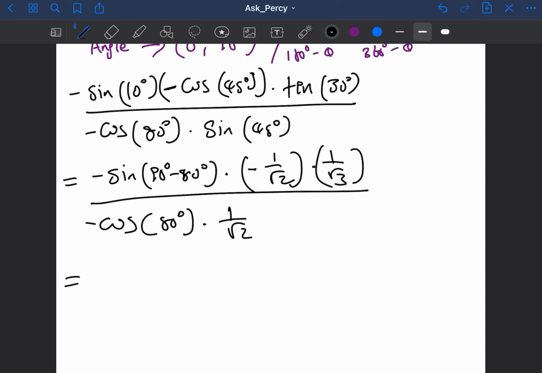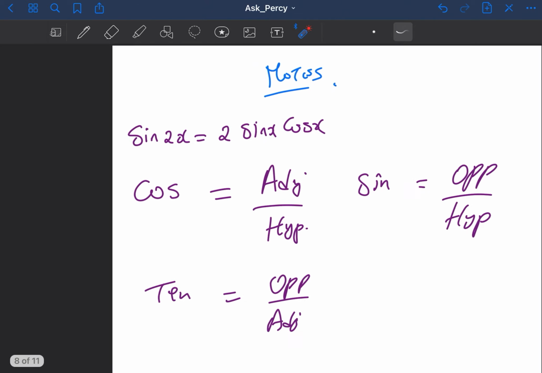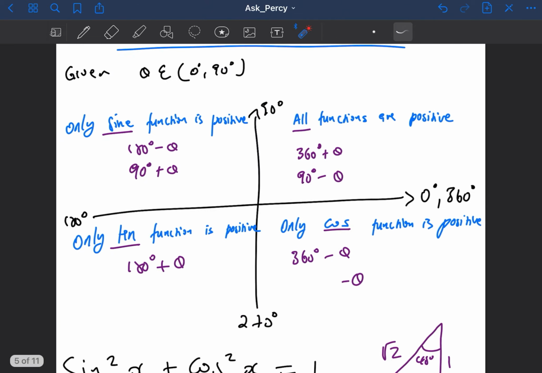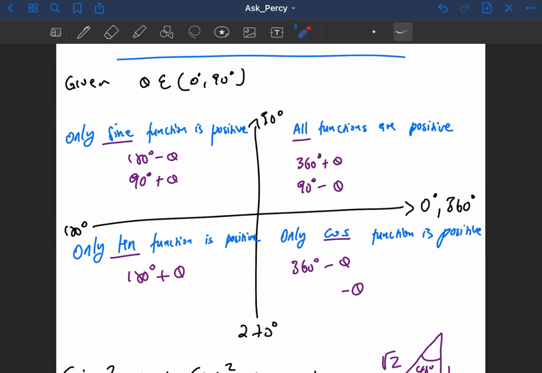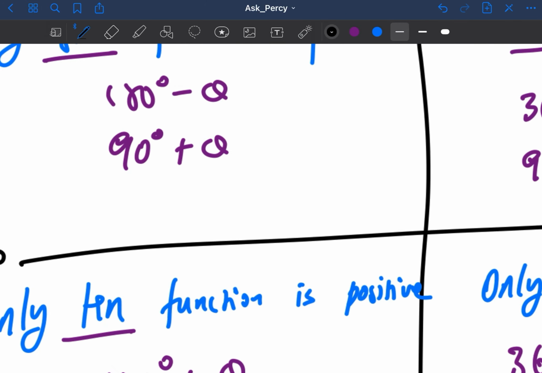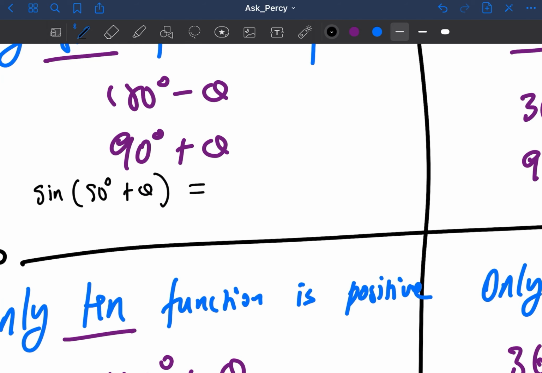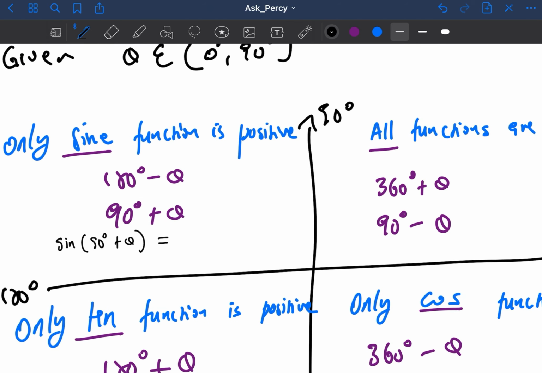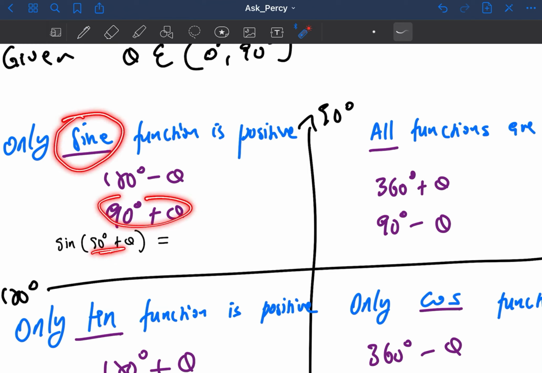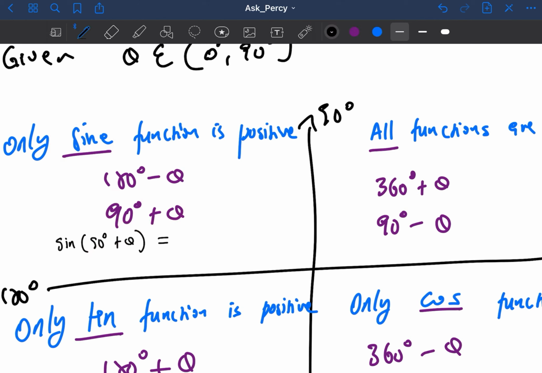Then, how do we deal with this one here, 90 minus 80 degrees? When you go back to our cheat sheet and look at our CAST diagram, you're going to remember that sine of 90 degrees plus theta, you do the same thing. Say, okay, where is 90 degrees plus theta? It is in the second quadrant, and in the second quadrant sine is positive. So you're going to have positive cos theta.